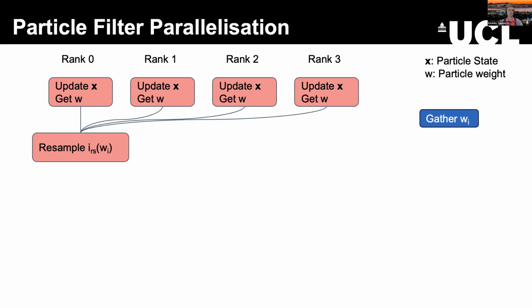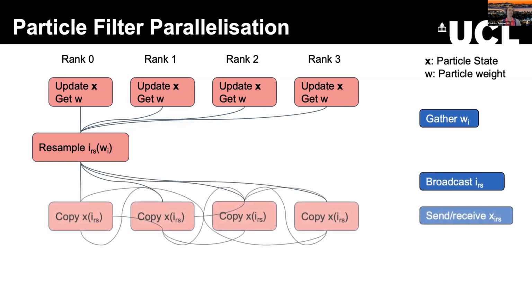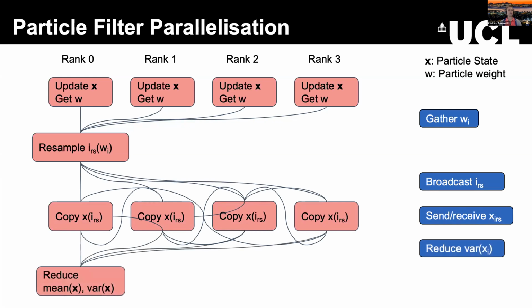The idea here is that the particle states may be so big that you can't collect them. You don't have enough memory, but you can collect the weights because they are just one number. And then you get some list of indices of what your new resampled particles should be. You can send these out, and then all your ranks can start sending particles back and forth to where they need to be after the resampling. And if this looks a bit messy, it's because it is. But after this copying step, you can again reduce from your new particle states some statistical quantities like a mean and a variance. So these blue boxes here on the right are the communication steps that you need to take. And those are basically the things that will end up hurting your scaling.